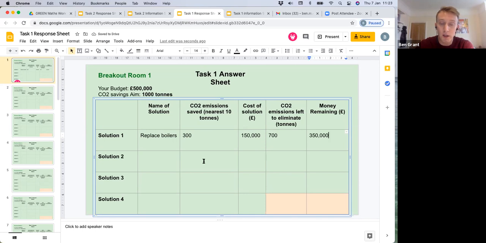Okay, so you're going to do that. You're going to fill in this table, and you're going to reduce your school's CO2 emissions by as much as possible. Okay, you're going to be left with two figures down here. One is going to be CO2 emissions left to eliminate, and one is going to be how much money you've got remaining. The goal is not to save money. The goal is to spend as much of it as you can.